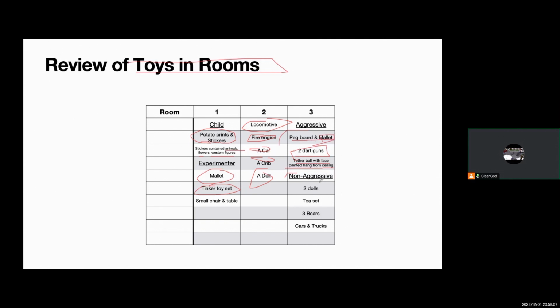The non-aggressive toys: there's 2 dolls, a tea set, 3 bears, cars and trucks. I would choose the tea set. That's a bit easier to memorize. And then I would choose cars and trucks because that is also slightly easier to memorize. Since you do not need to know that there's 2 dolls and 3 bears, just remember there's a tea set and cars and trucks in room 3.